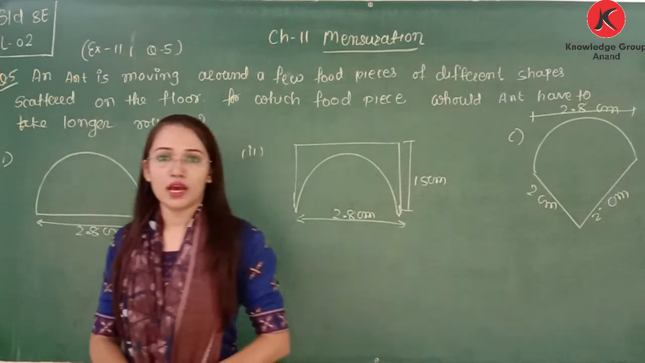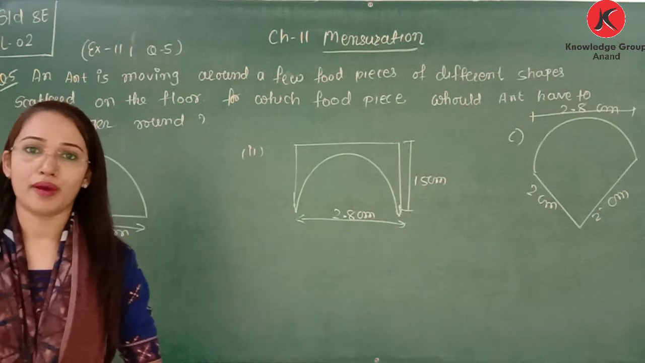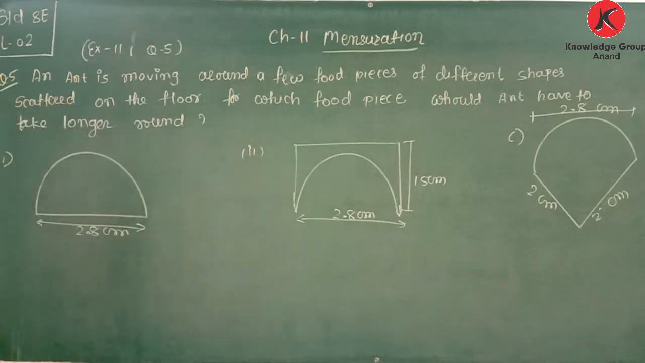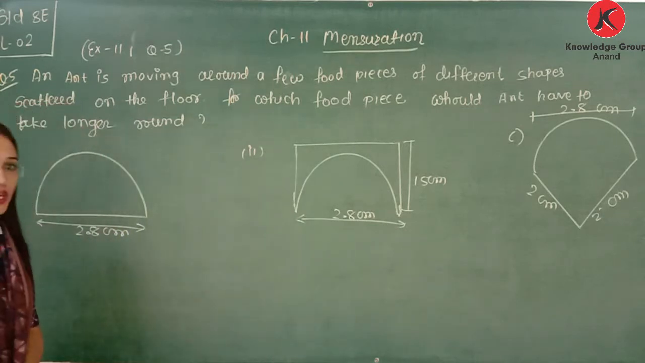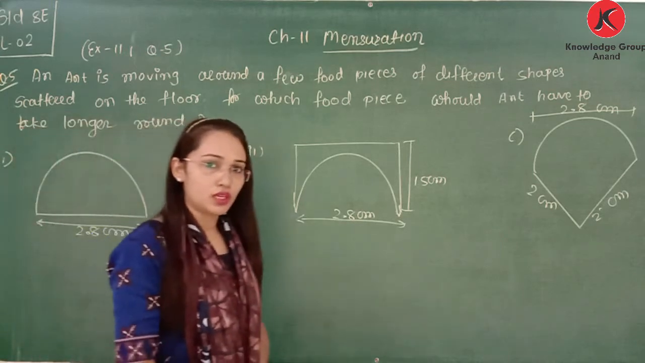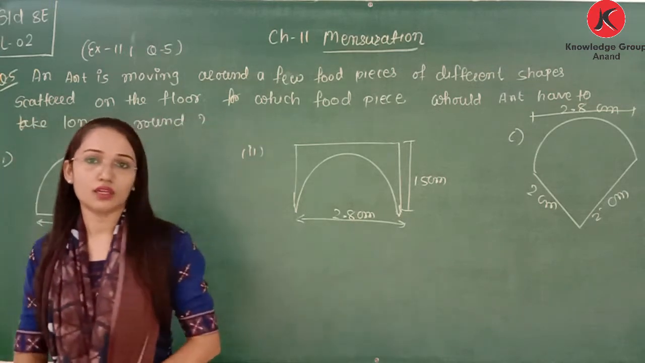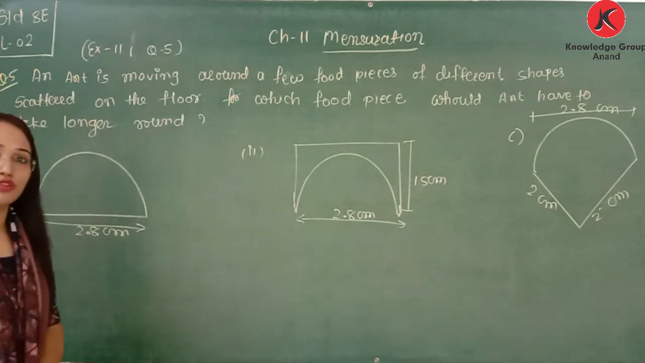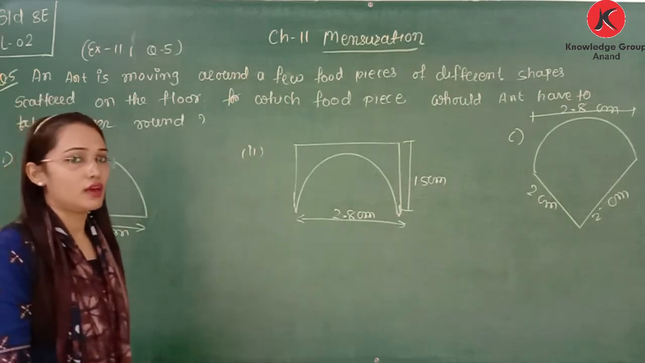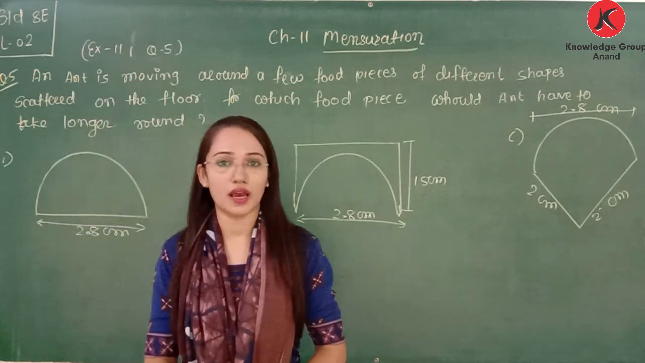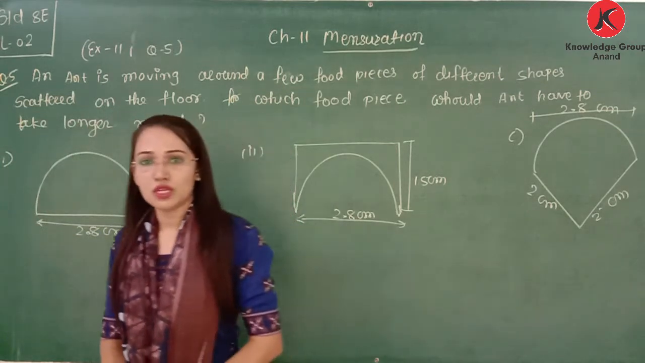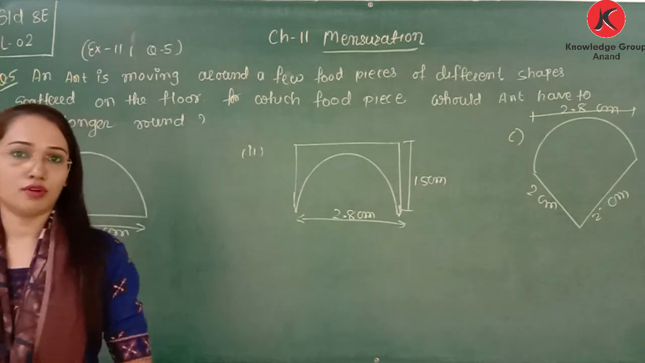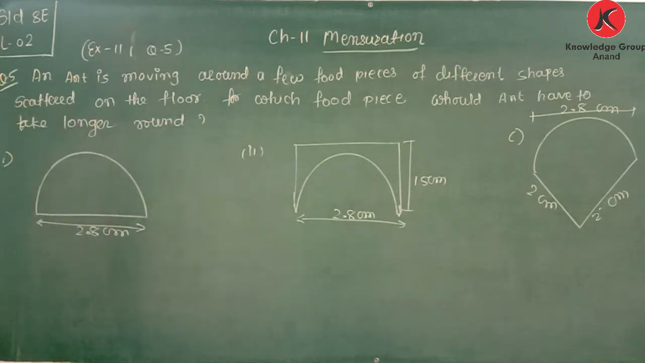Also we learned area. Area means the space occupied by the object. Area of a square is side multiplied by side. Area of a rectangle is l multiplied by b. Area of a circle is pi r square. Area of a triangle is 1 by 2 into height multiplied by base, and area of a parallelogram is height multiplied by base. Using that, we solved exercise 11.1, questions 1 to 4. One question is remaining, so we will cover it today.